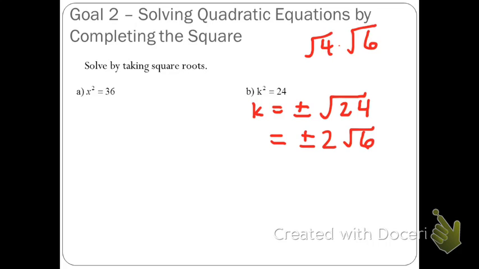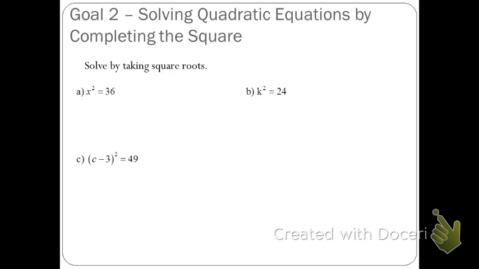Now, as long as the side of the equation where the variable is located is a perfect square, it's possible to use this method of taking square roots. You see, in this example, I have the difference of c and 3 squared equals 49. Well, since the left side of the equation is a perfect square, right? That's the same thing as if there was an x squared or a k squared there.